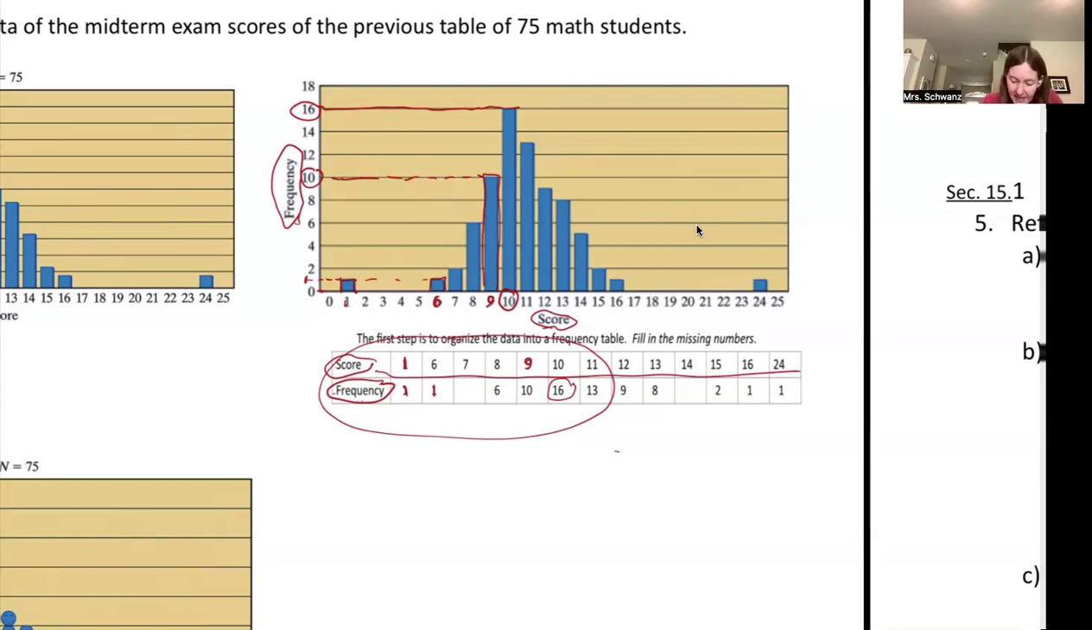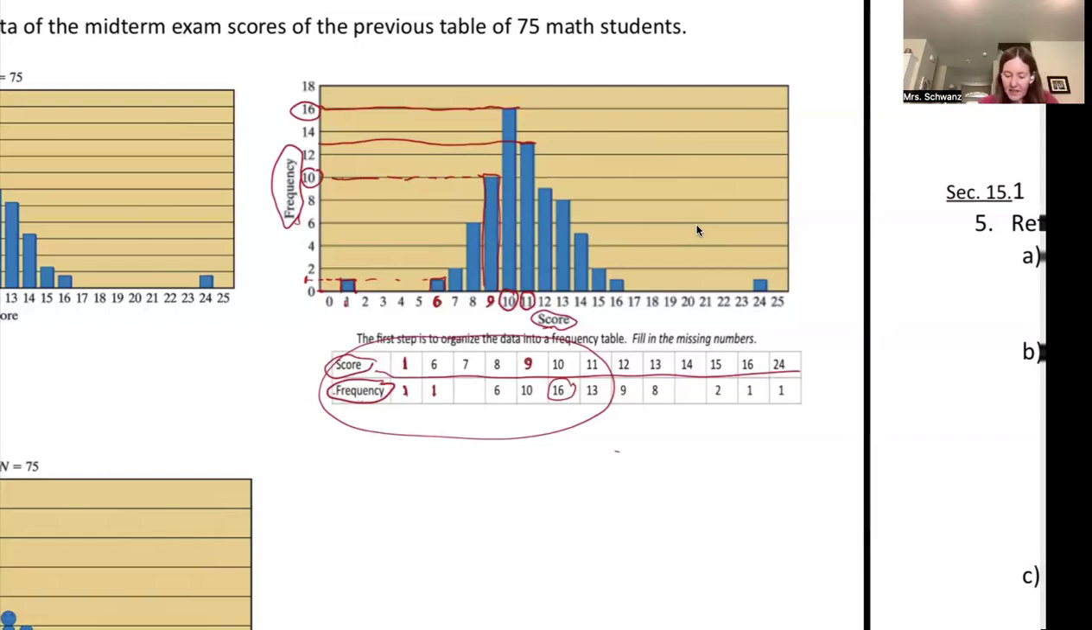And then you can see the second most common score on the test. The score is on the x-axis, so we have to go down to find the score. That's 11. And if we go over, we can see the number of people who scored that, which is 13.